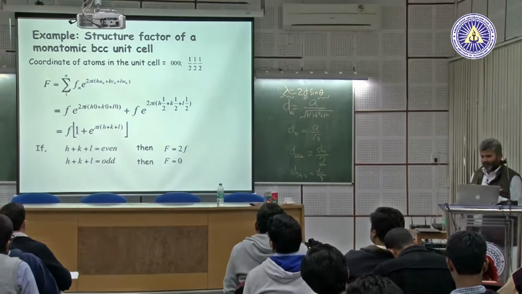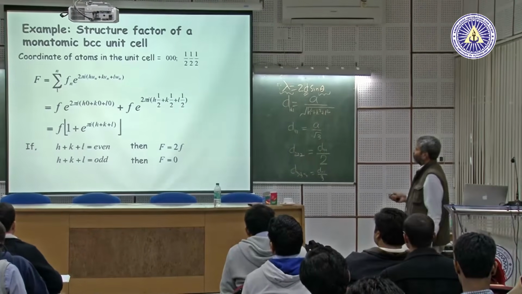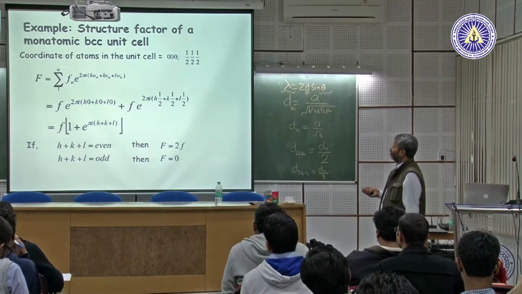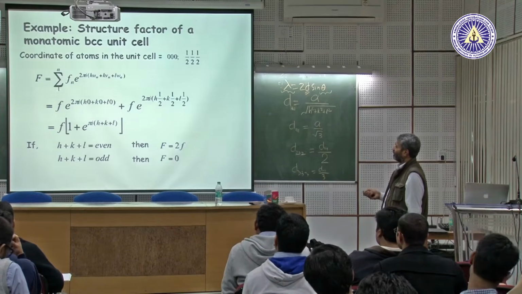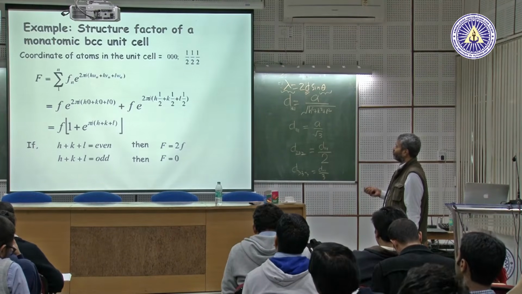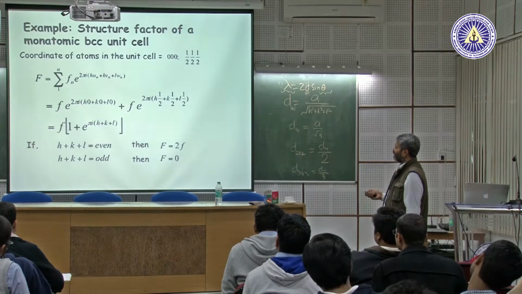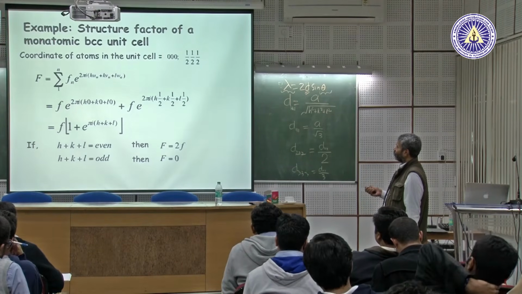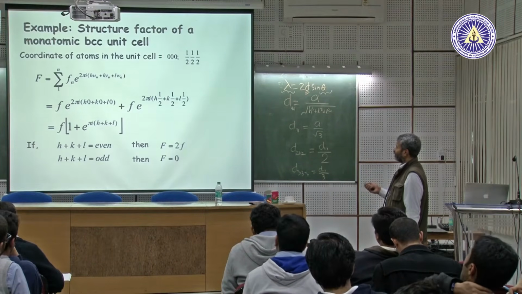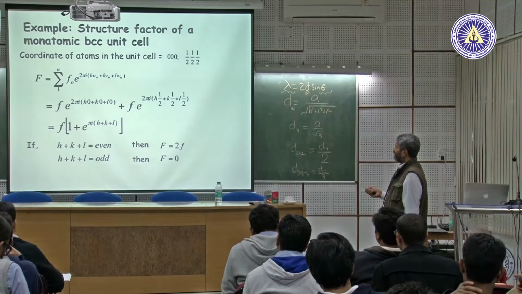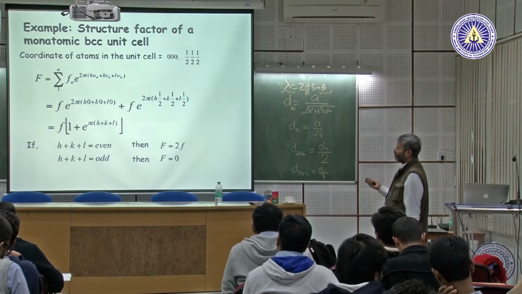So, that is the calculation I was asking you to do. All we have to do is add up from 1 to n, but BCC is a simple structure, only 2 atoms. So, only 2 terms: F e^(2 pi i (h0 + k0 + l0)) for the atom at the origin, and h/2, k/2, l/2 for the atom at half, half, half.